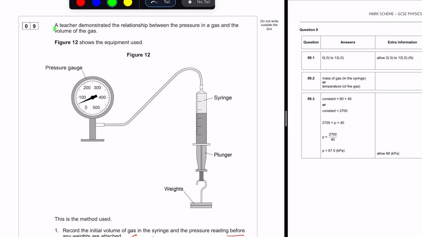A teacher demonstrated the relationship between pressure in a gas and volume of a gas. Figure 12 shows the equipment used. We've got a pressure gauge, we've got a syringe, we've got a plunger, and we've got some weights here which will pull the plunger out as you add weight to it.